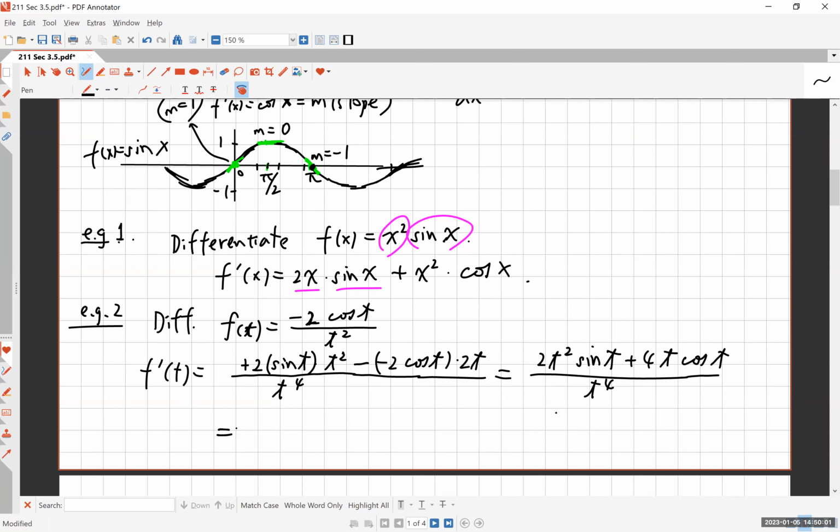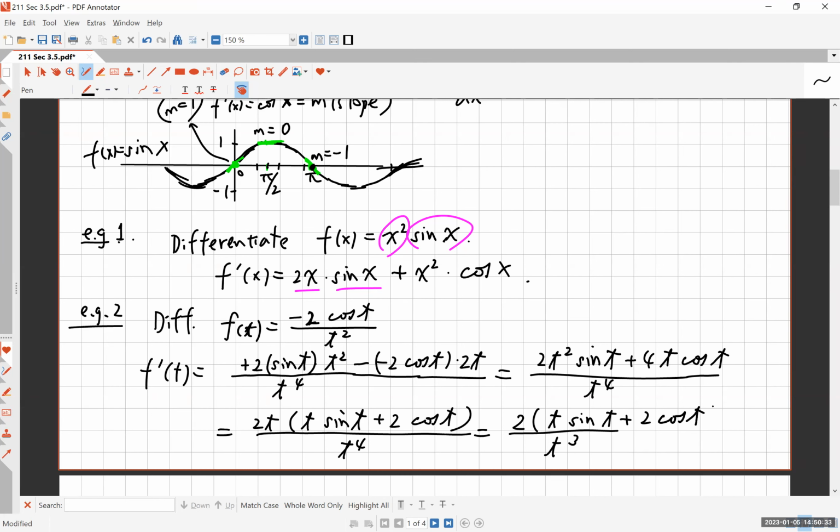I think you can simplify a little more. The top can be, let's factor the 2t, and then you get t sine t plus 2 cosine t divided by t to the fourth. Maybe you can simplify one more time by eliminating one of those t's. 2 over t cubed, times t sine of t plus 2 cosine of t.